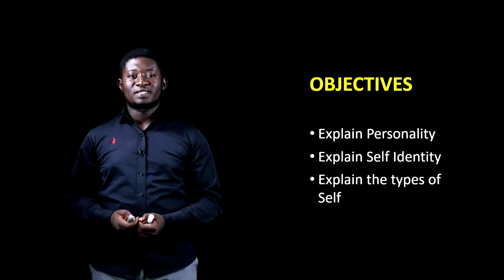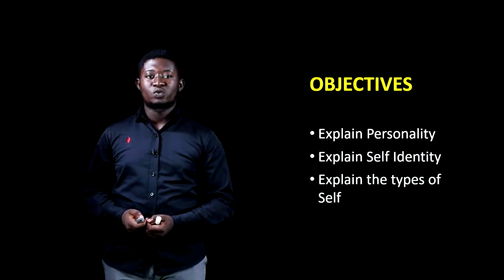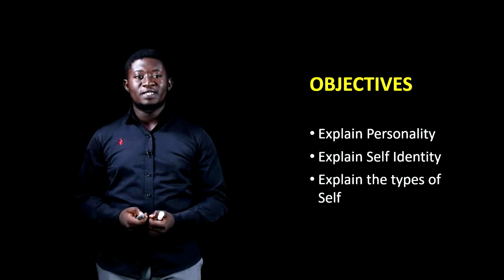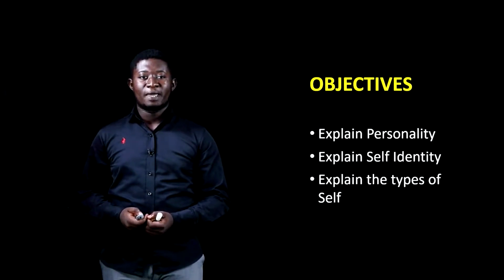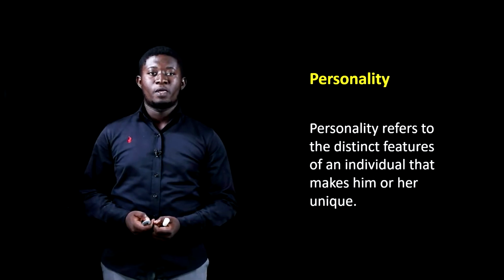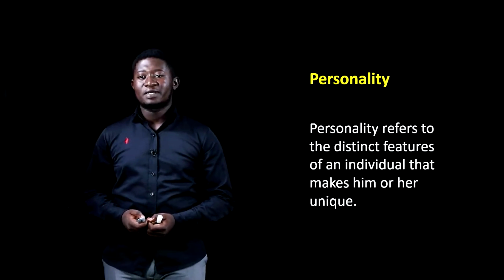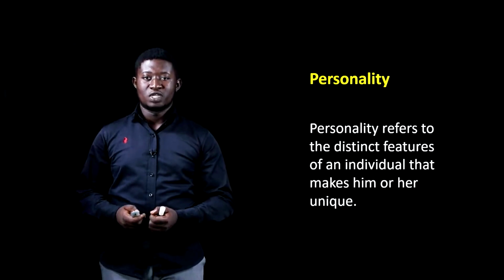Now, under the environment, the first topic is the concept of self or self-identity. By the end of this lesson, students should be able to explain personality, explain self-identity, and explain the types of self. Now, personality refers to the individual characteristics that make us unique.